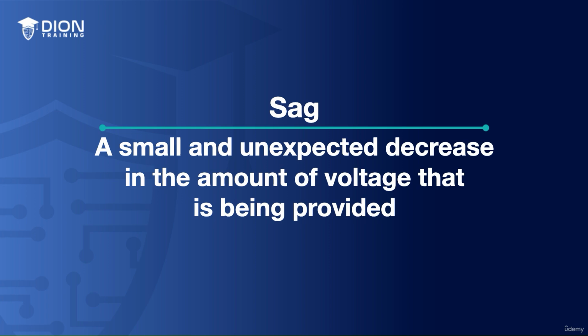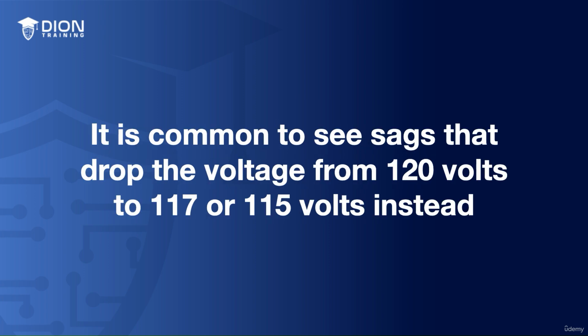Usually, a sag will only occur for a short period of time, and if the decreased voltage remains fairly close to your default level of 120 volts, then your computers may not even lose power or go offline during that sag. For example, it's common to see sags drop the voltage from 120 volts down to 117 or 115 volts instead. And at these levels, your computers will remain online and operational because there's still enough power to run them.